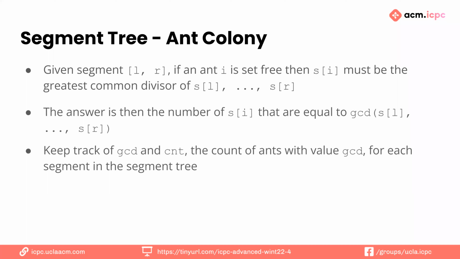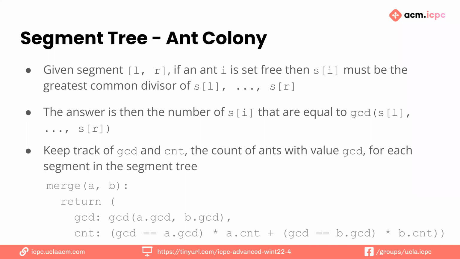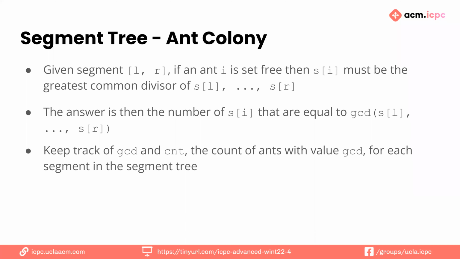So we have the GCD of the left segment and the GCD of the right segment. How do we find the GCD of the whole segment? GCD again, right, because of the associativity property of GCD, and reflexivity. So the GCD is the GCD of the two GCDs.